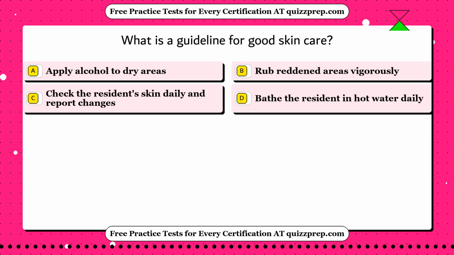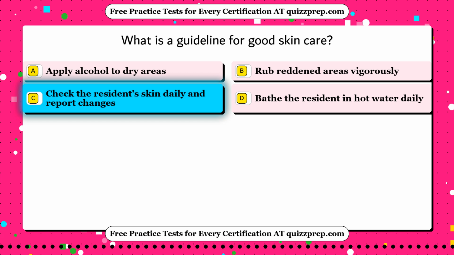Question 41. What is a guideline for good skin care? Option A, apply alcohol to dry areas. Option B, rub reddened areas vigorously. Option C, check the resident's skin daily and report changes. Option D, bathe the resident in hot water daily.